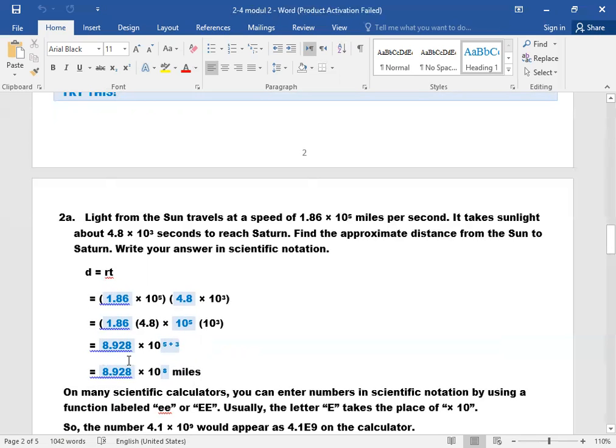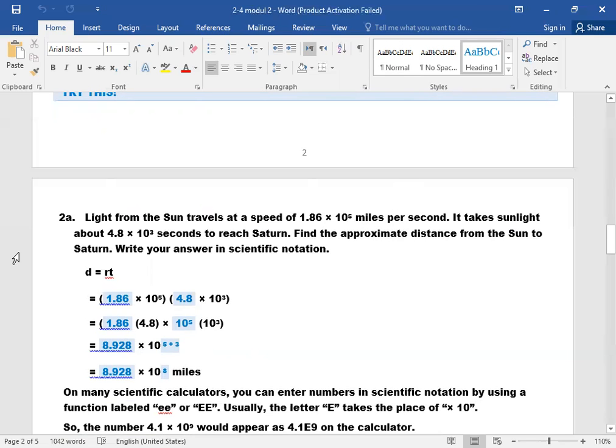So in this question, as I said many times, please take care about the formula. The distance equals rate times, or multiplied by, time. Back to the question again. He said, light from the sun travels at a speed of 1.86 times 10 to the power of 5 miles per second.